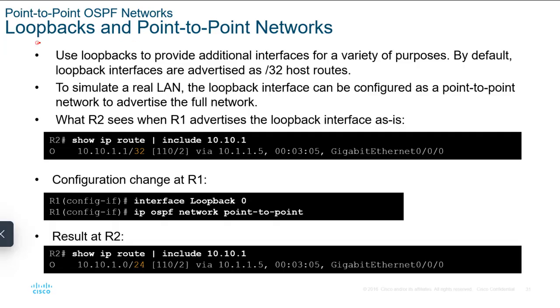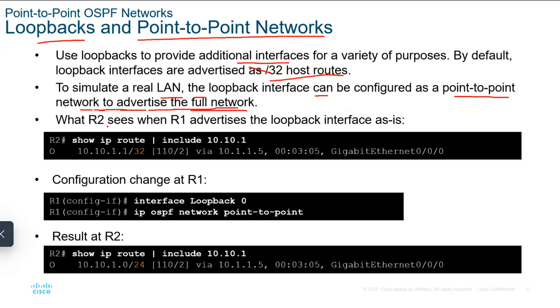Loopbacks and then point-to-point interface. Use loopbacks to provide additional interfaces. The loopback is for extra, in case you are in need of extra interfaces. You can use loopback interfaces for a variety of purposes. By default, loopback interfaces are advertised as /32 host routes. So to simulate a real LAN, the loopback interface can be configured as point-to-point. Yeah? It can be configured as point-to-point to advertise the full network.